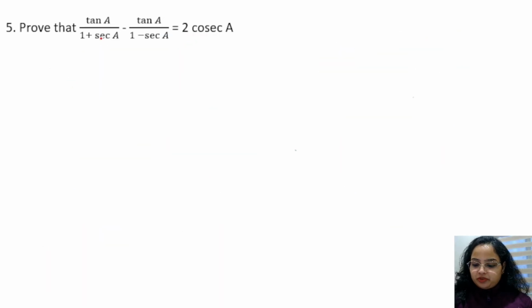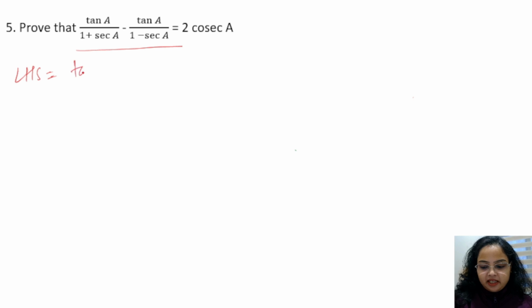Next one, we have to prove that tan a by 1 plus secant a minus tan a by 1 minus secant a is equal to 2 cosecant a. So here in the left hand side we have 1 plus secant a and 1 minus secant a in the denominators. So if we multiply them, we will get 1 minus secant square a. So we will get some term. And in the numerator also we have tan a in both the terms.